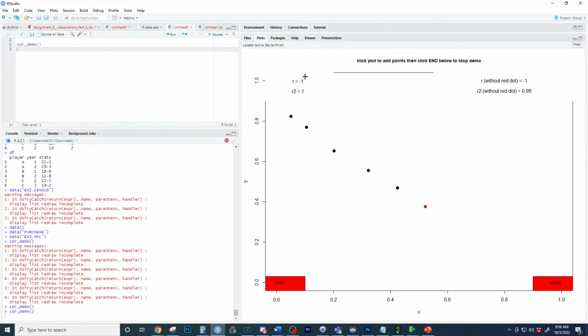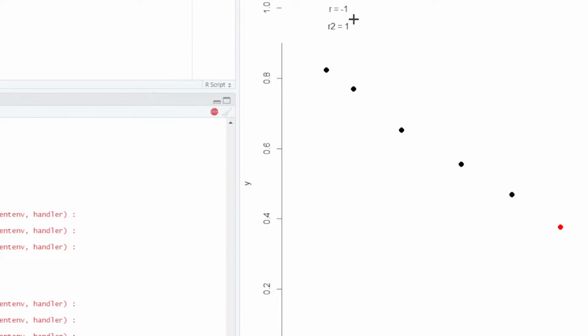If it's -1, it just indicates that it follows a line and goes down. -1 is just the negative, just the direction, right? So this is negative because it goes down, and it's 1 because it perfectly follows the line. Now, if I start putting points further out, do you notice how now it's not as strong? The closer it is to the line, the closer it is to negative or +1. The negative just indicates the direction.